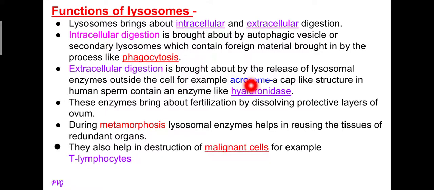It is secreted by the sperm and it contains an enzyme, hyaluronidase, and that enzyme is useful during the fertilization process with the egg, the sperm and egg union, as it dissolves the protective layer of the ovum. One more function is that lysosomes play an important role in metamorphosis. That means the lysosomal enzymes help in the digestion of tissues of redundant organs. They also help in the destruction of malignant cells, and an example is T lymphocytes. There are a number of different types of cells in the blood or blood corpuscles, and one is the T lymphocytes.